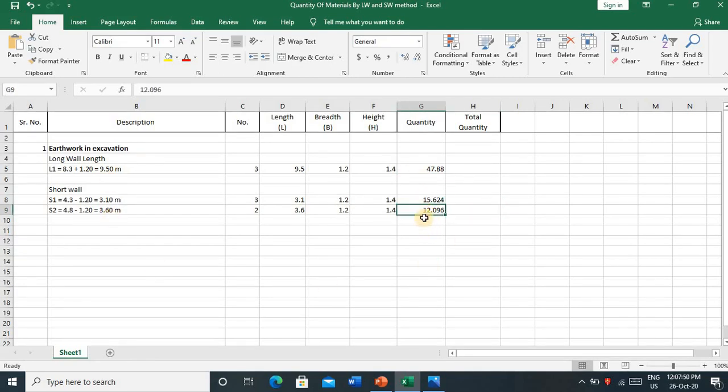And if you calculate the quantity correctly, in the total quantity column you will write the addition of these 3 quantities. Okay, so the total quantity will be 47.88 plus 15.624 plus 12.096. The total quantity is, let me calculate, 47.88 plus 15.624 plus 12.096. The quantity is 75.60.